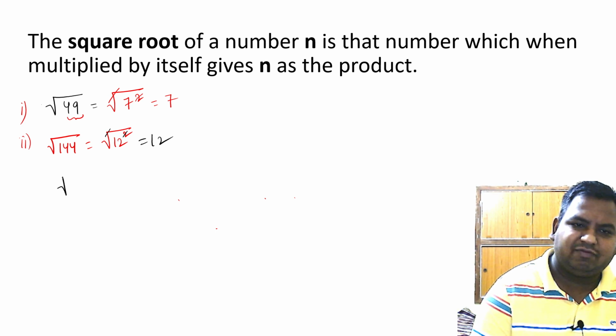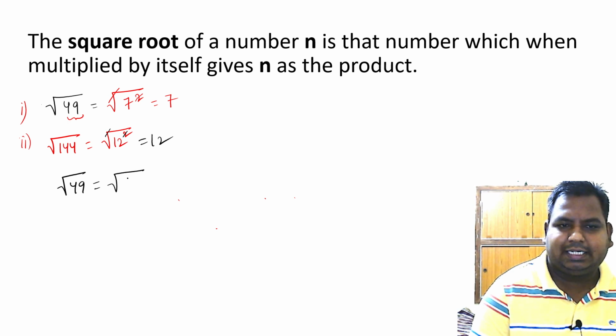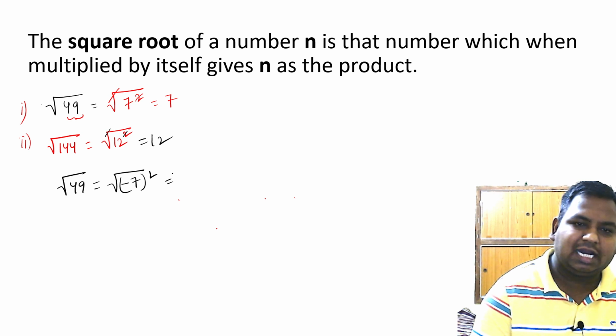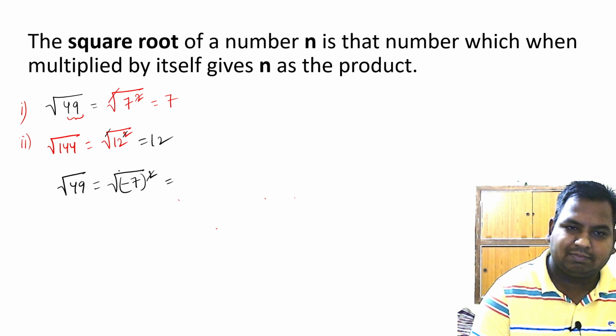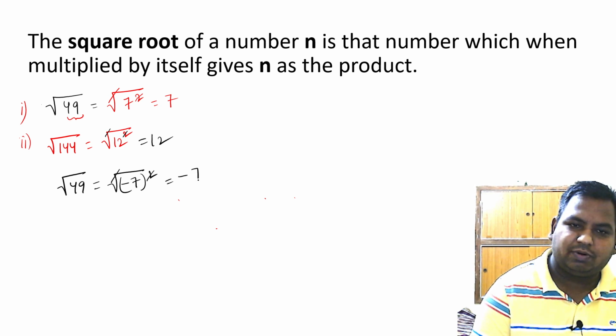Sir, we have root 49. So can't we write 49 as minus 7 whole square? And can't we cancel the square and the symbol? And can't we say that the square root is minus 7?